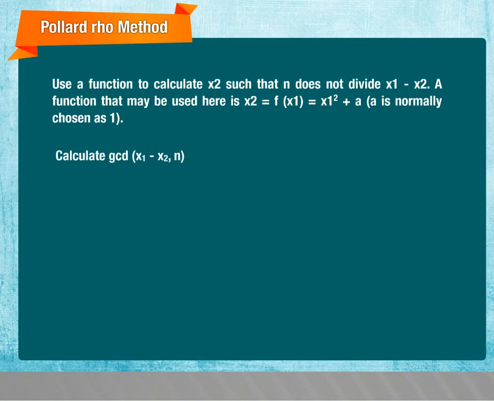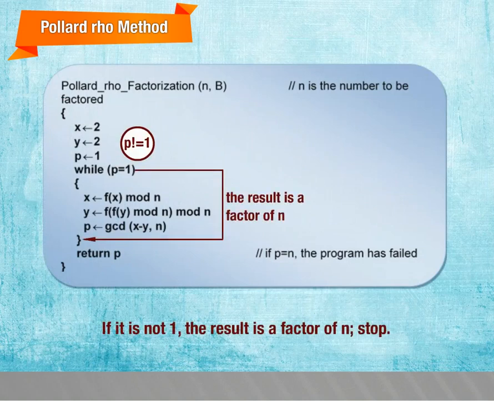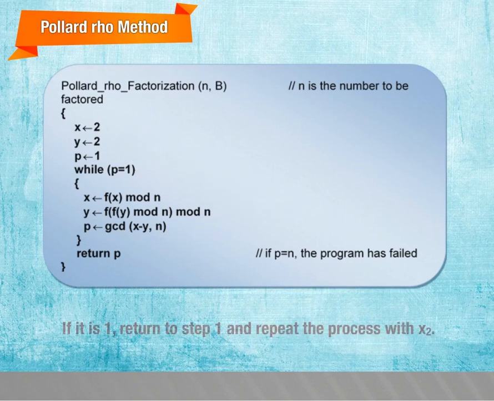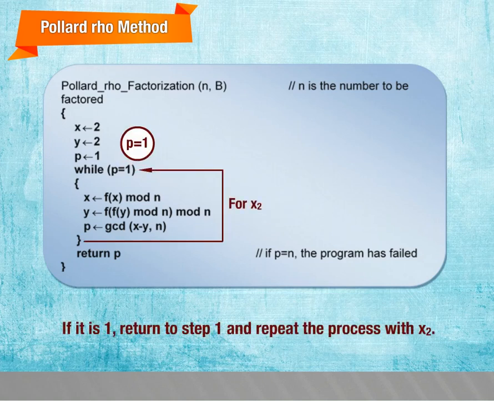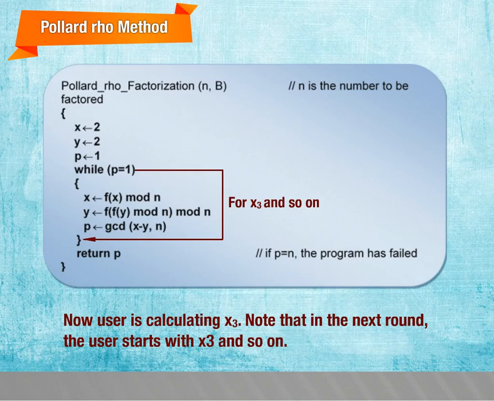Calculate GCD of x1 minus x2, n. If it is not 1, the result is a factor of n. Stop. If it is 1, return to step 1 and repeat the process with x2. Now user is calculating x3. Note that in the next round the user starts with x3 and so on.